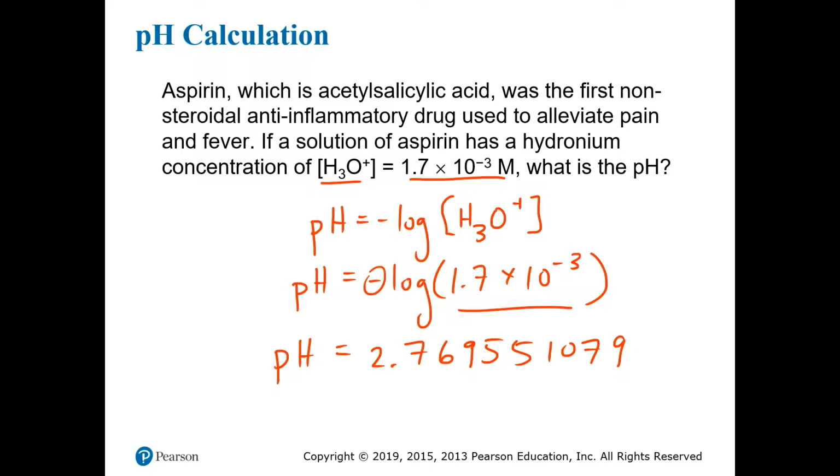And then we have to think about significant figures. The coefficient of the concentration here has two significant figures, and so we really only need to keep two decimal places in the pH. Since this is a 6 and this next digit is a 9, which is greater than 5, we're going to round the 6 up to 7, and so this pH is really going to be 2.77. Again, there's no unit for pH, it's just a pure number.